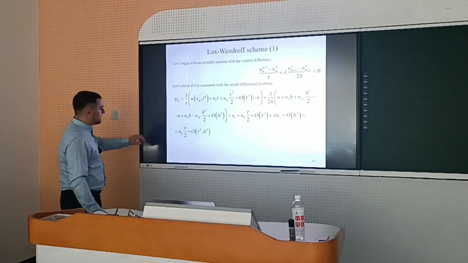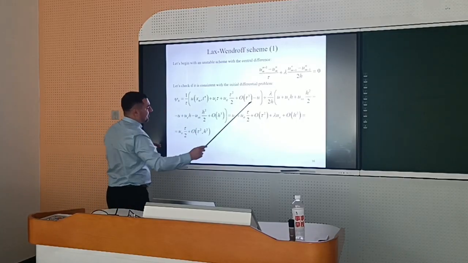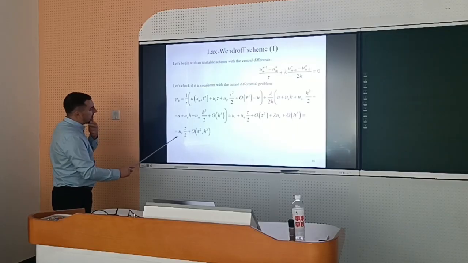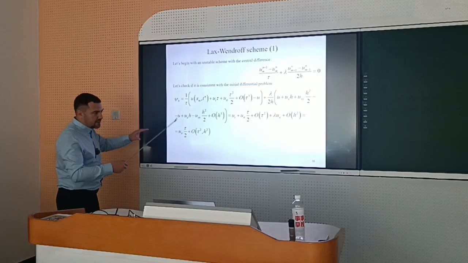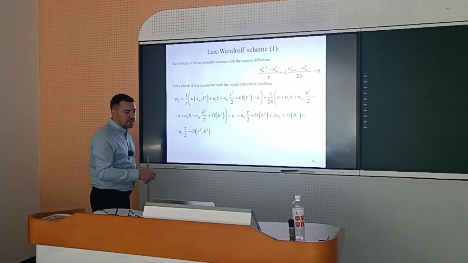This is for the bad scheme, for the unstable scheme. The main term of the truncation error is proportional to tau. Let's approximate this term as well and subtract it for a better numerical scheme.